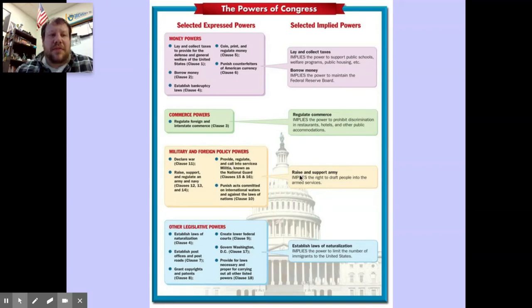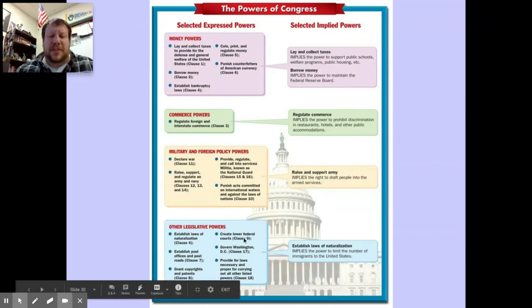But they can also do a draft then. And so it's implied powers we have through this whole deal because they can make an army, they can do a draft. Other things they can do, like laws of naturalization. So if you're a citizen or not, they can do post offices, all those kind of things. But because they can establish laws of naturalization, they can also limit immigrants, that kind of stuff coming in the country.